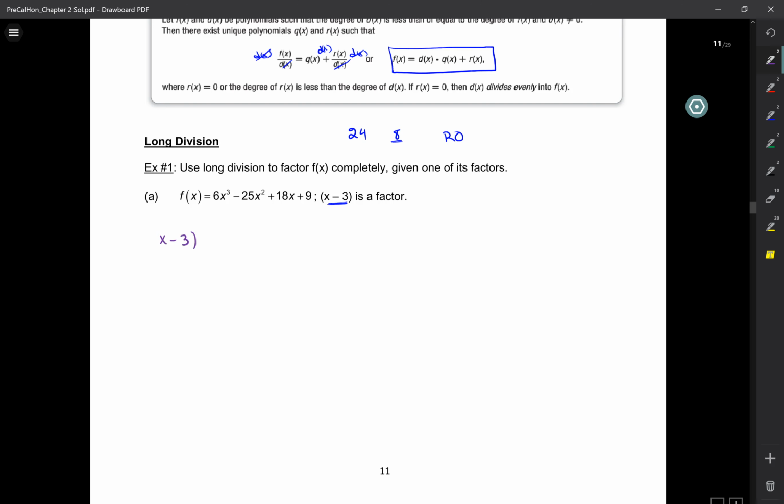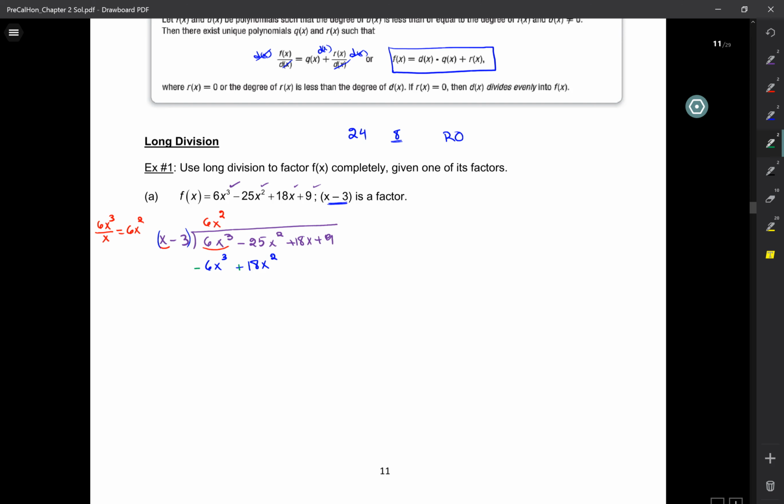All right, so we have x minus 3 out here. And in here, I have the polynomial. And we make sure that we have all the exponents represented. The highest one is 3, then 2, then 1, then 0. We're good. So 6x cubed minus 25x squared plus 18x plus 9. The process is this. The first term over the first term gives me 6x squared, and that's the number that comes here. Now, I multiply 6x squared by this entire binomial, so 6x squared times x, 6x cubed, 6x squared times negative 3, negative 18x squared. Next, I need to subtract.